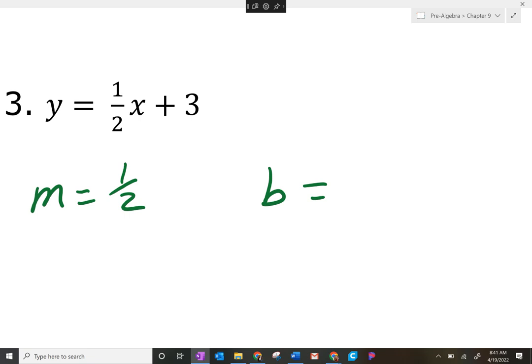All right, somebody new. What's my b value? 3. B value is going to be 3. And it's just that simple. Feeling good?